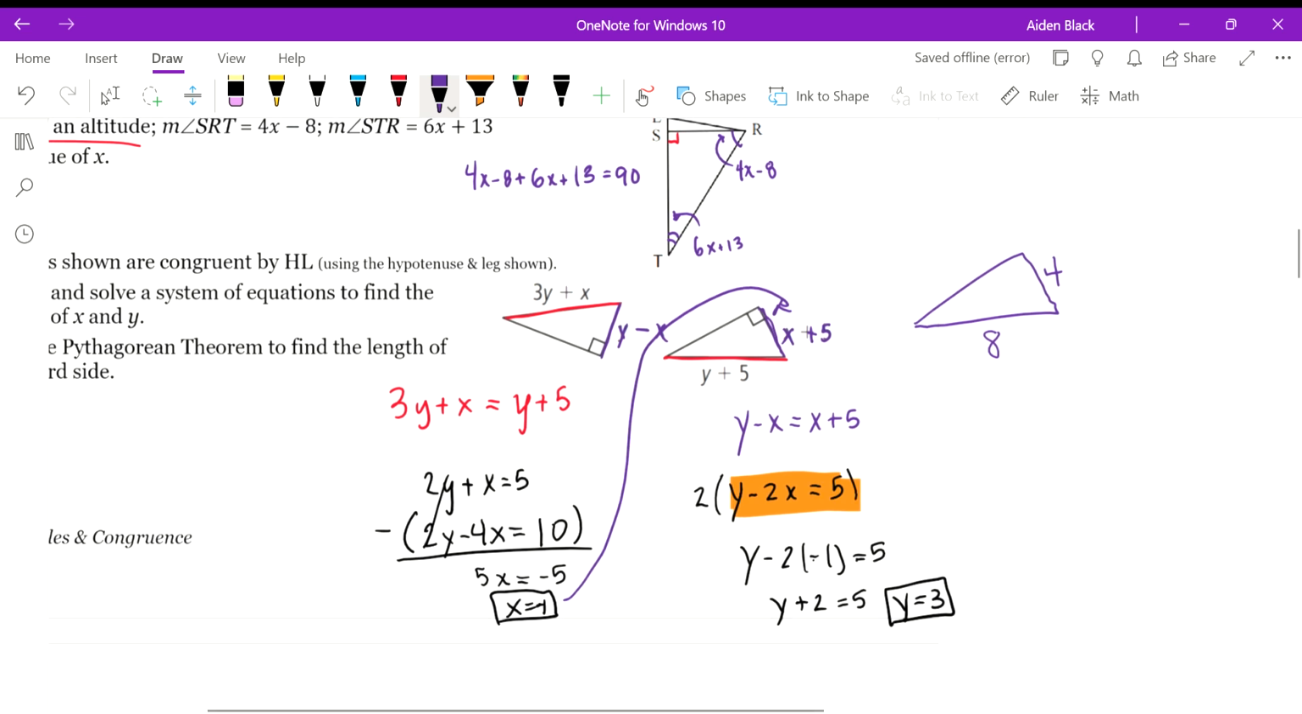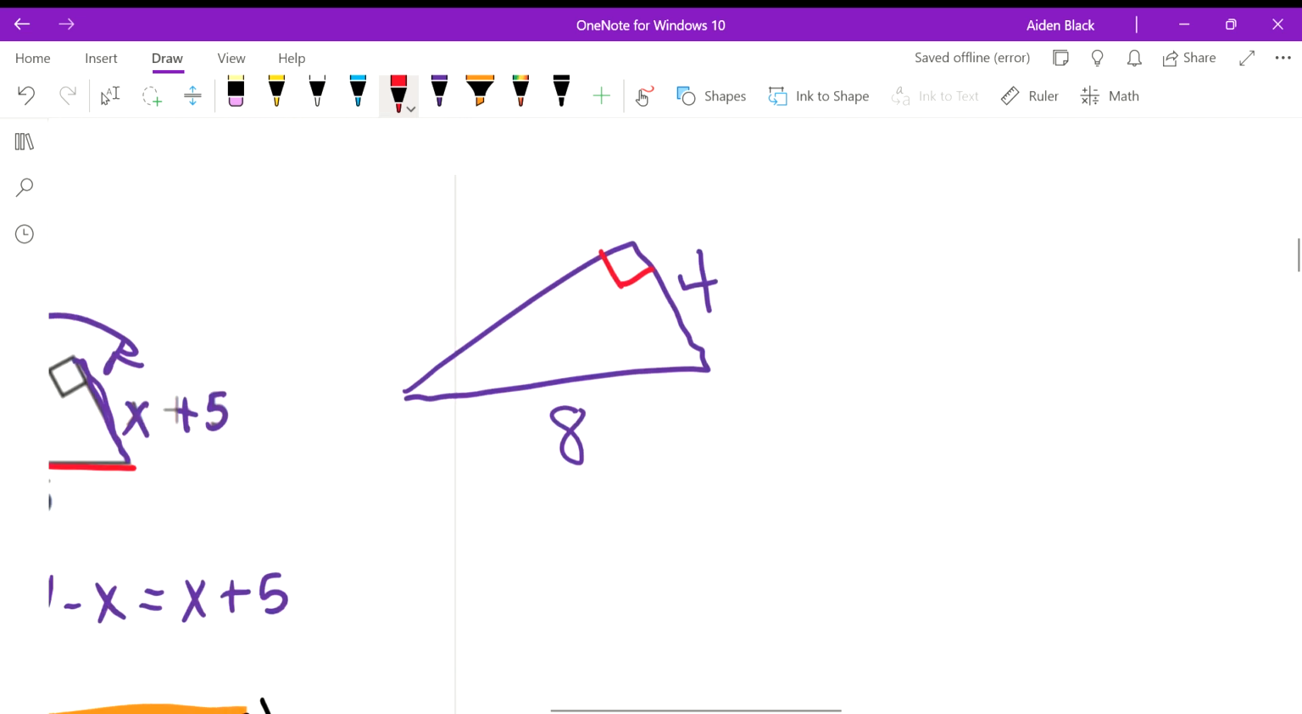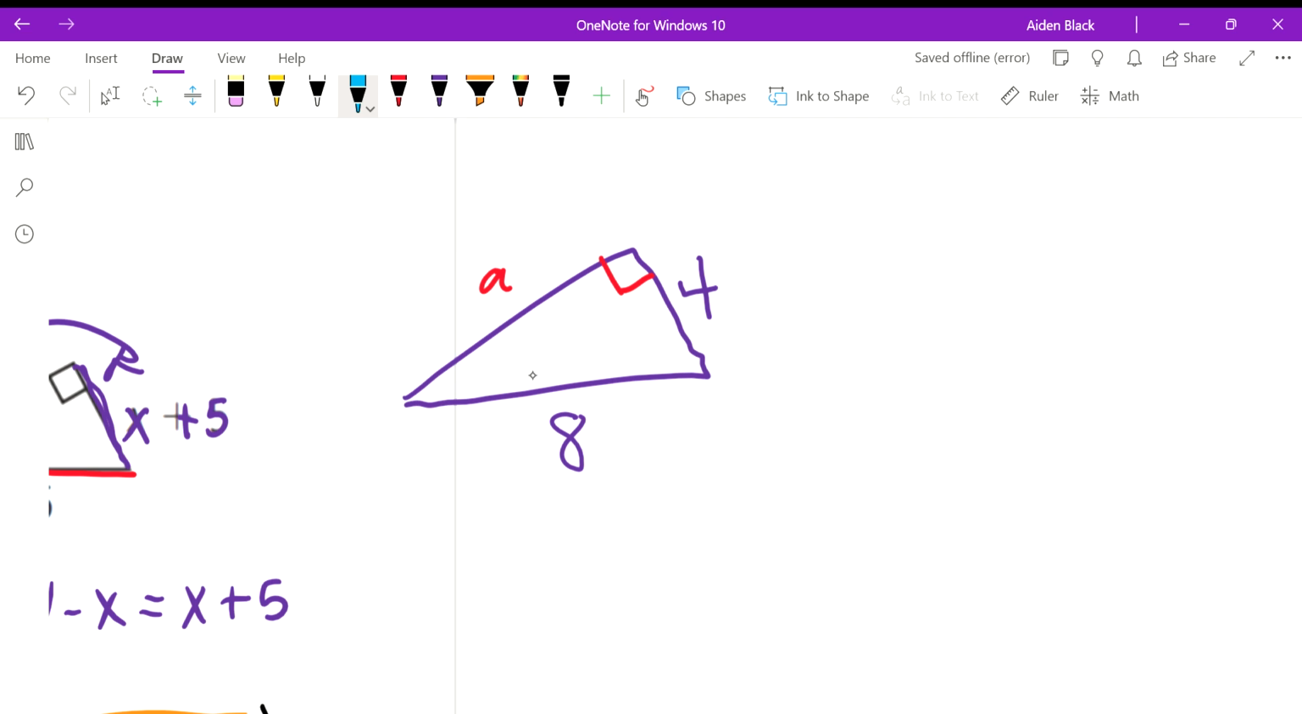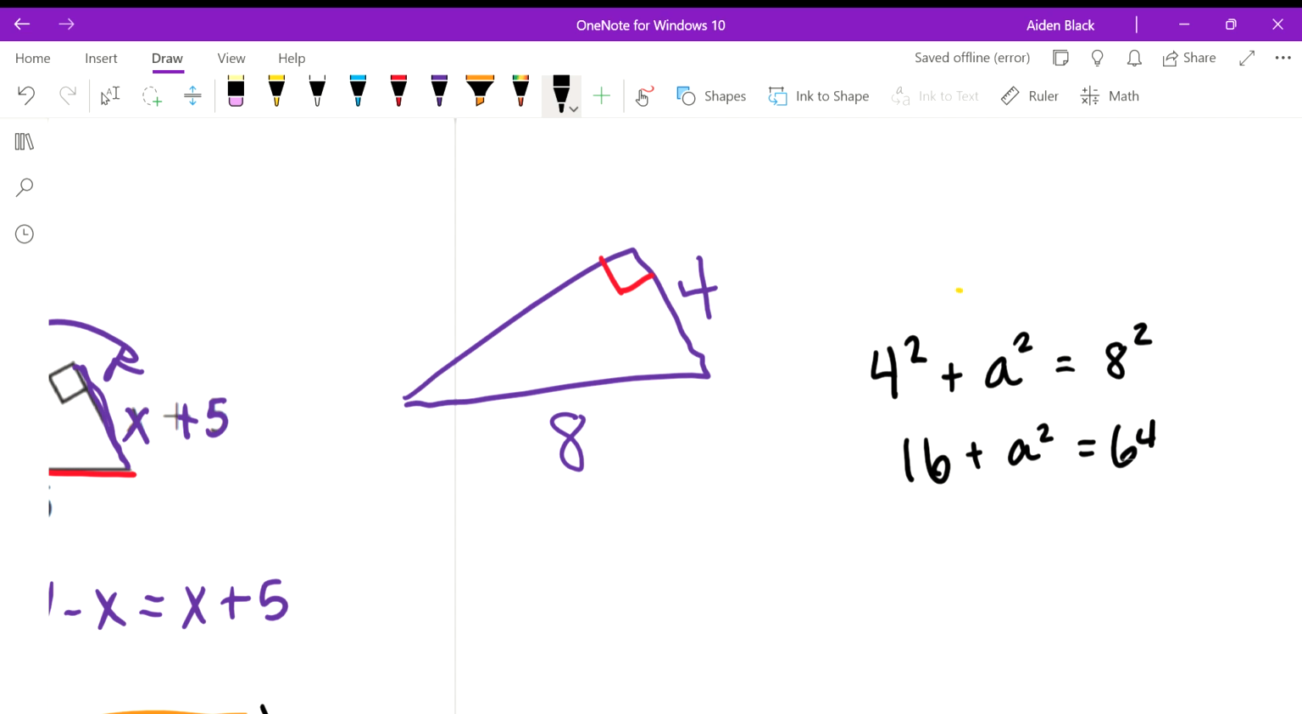So to find the length of the third side, understand that we have a hypotenuse and a leg. And you guys have learned Pythagorean theorem as a squared plus b squared equals c squared. This is A, this is B, and this is C. C is your longest side, your hypotenuse. So we should have an equation like this. 4 squared plus the third side squared, one of those legs, we'll call it A. You can call it B too, it doesn't really matter. It's equal to 8 squared. So we get 16 plus A squared equals 64.